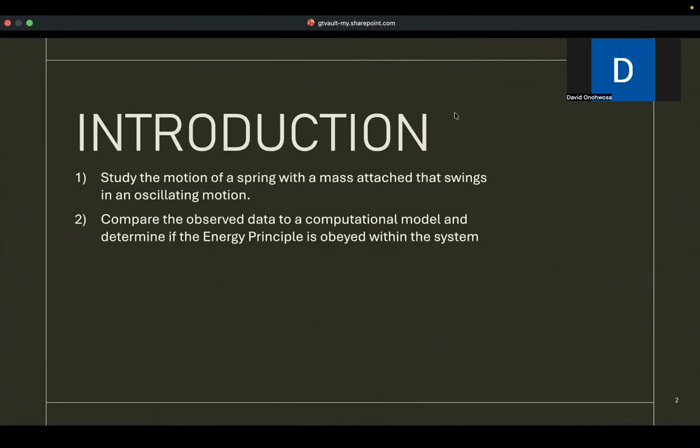Okay, so for the purpose of the lab, we wanted to study the motion of a mass that's attached to a spring that's swinging in an oscillating motion. And then we put that into the tracker and observed the data using the center of mass. And then we compared that observed data to a computational model in order to determine if the energy principle was obeyed within the system.